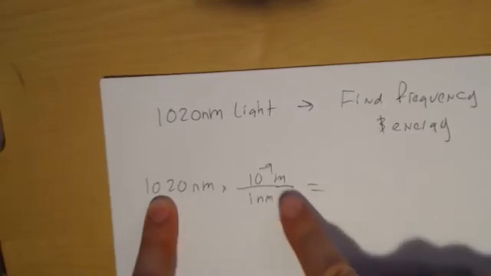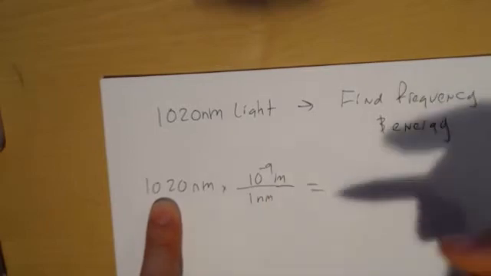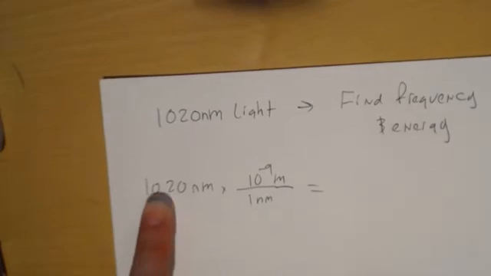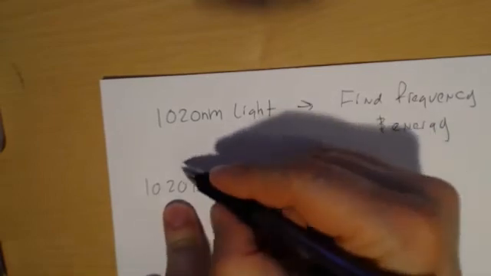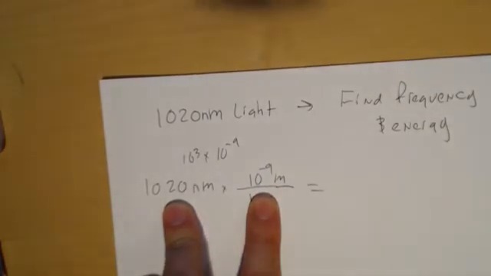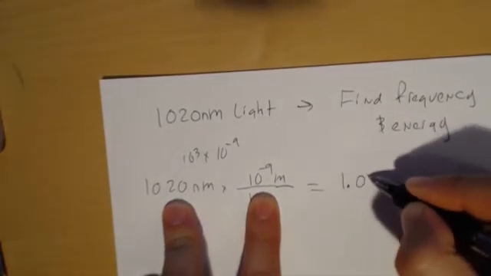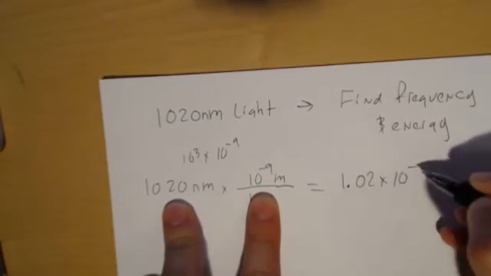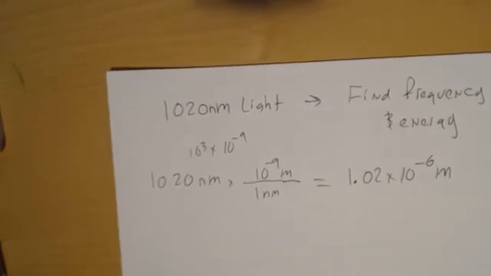So what's 10 to the 3 times 10 to the minus 9? Anybody? 10 to the 3 times 10 to the minus 9. Negative 10 to the minus 6. Okay, so let's call this 1.02 times 10 to the minus 6 meters. Okay, so that's the first step.